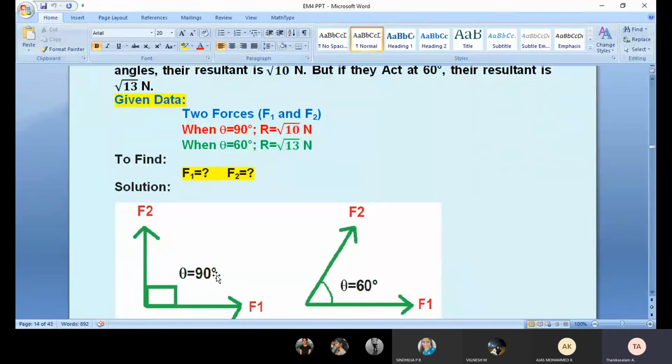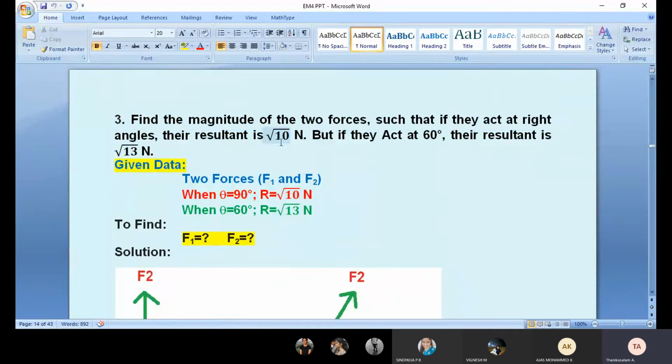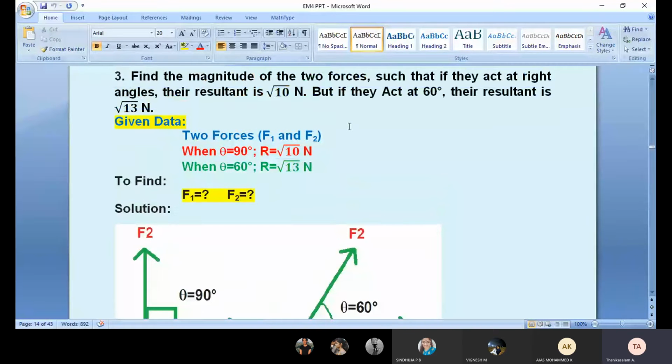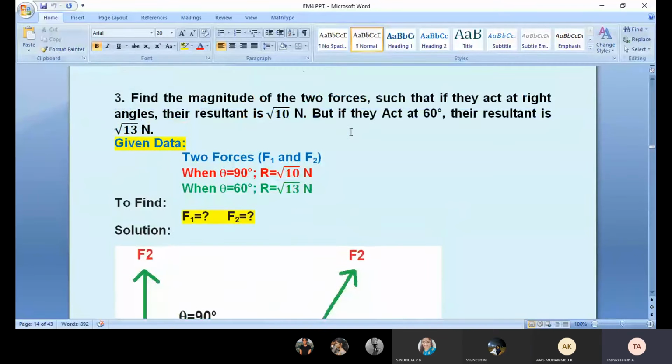When the forces F1 and F2 act at a right angle, the resultant value is square root 10 Newton. But if they act at 60 degrees, in the second case, the resultant is square root 13 Newton. See how to write the statement clearly, how to write the given data.